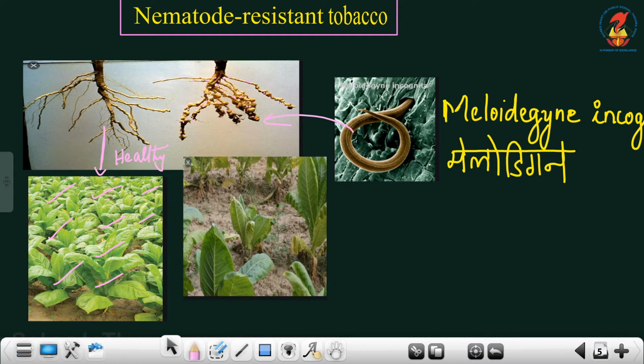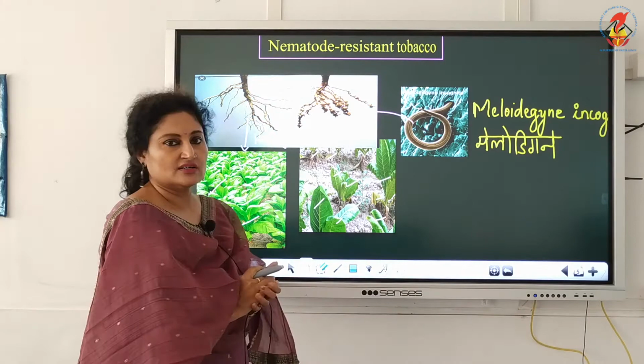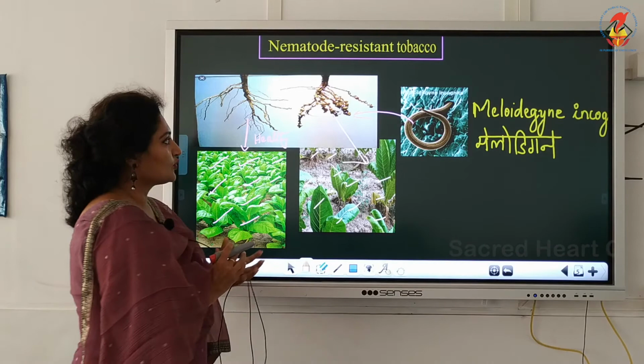See, unhealthy leaves. Look at the leaves. Very unhealthy, chlorotic leaves which droop, and from this we cannot get a good yield of tobacco. So that is due to these knotted roots caused by the invasion of nematodes.